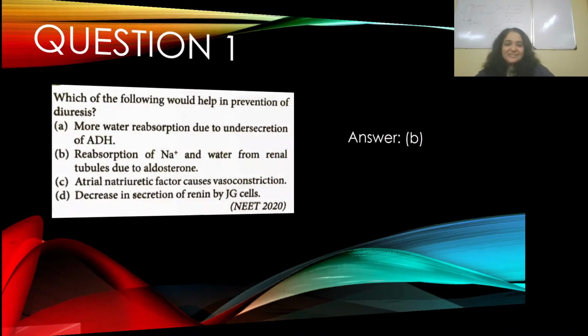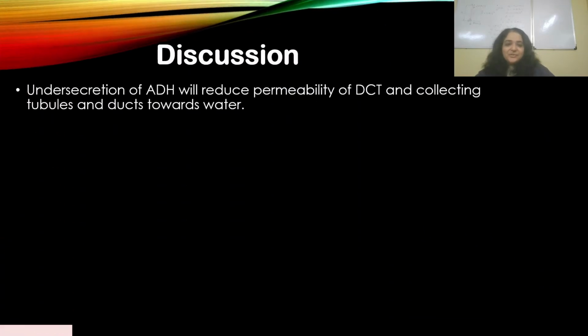All right, so as per our question, yes, under secretion of ADH will reduce permeability of the DCT and collecting tubules and ducts towards water. I've already explained that, right?